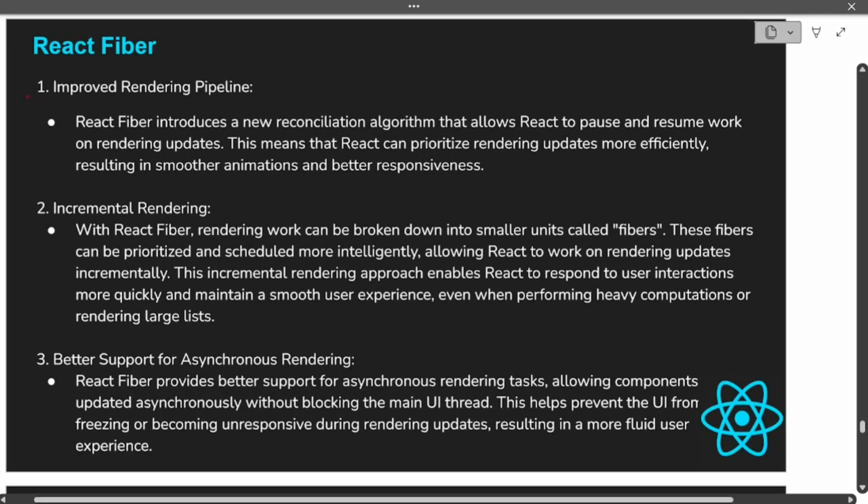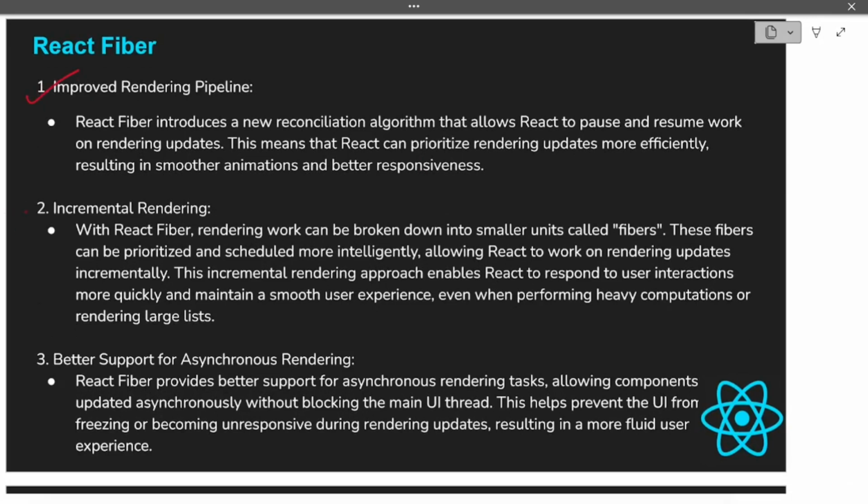That is, first of all, improved rendering pipeline, second is incremental rendering, and third is better support for asynchronous rendering. Let's see one by one. Improved rendering pipeline means what?